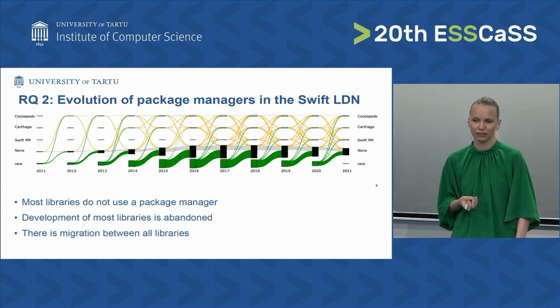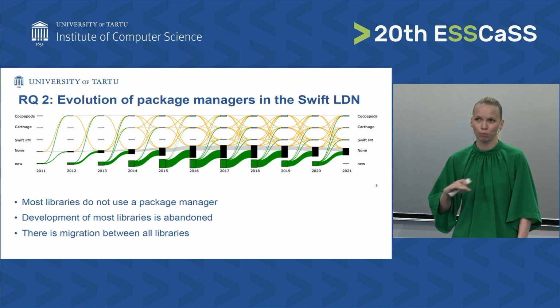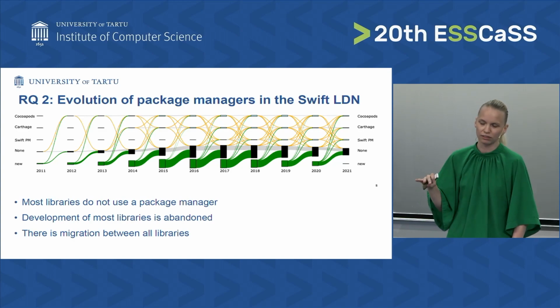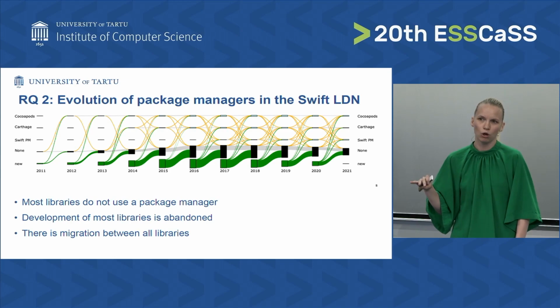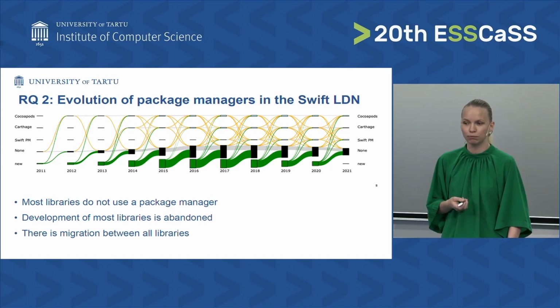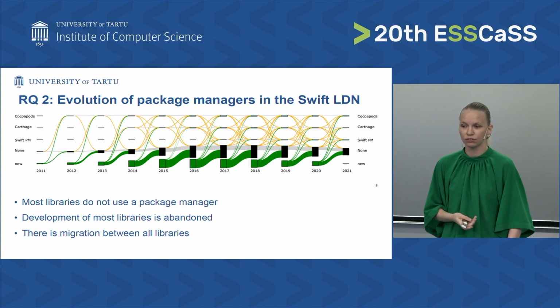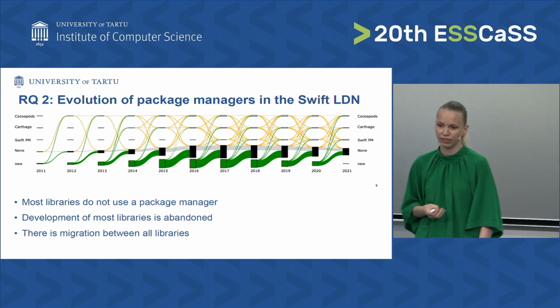The first thing that I saw was that most libraries are not using a package manager at all, which was a little bit surprising. The smallest number of libraries not using a package manager over time was around 80%, so most libraries simply don't have any dependencies. Then the other thing is that development of most libraries is abandoned. We see that new libraries come in, but a lot of them just fall off. I don't have a good reason for that. Maybe people just try to do something and abandon it, but the number is really high.